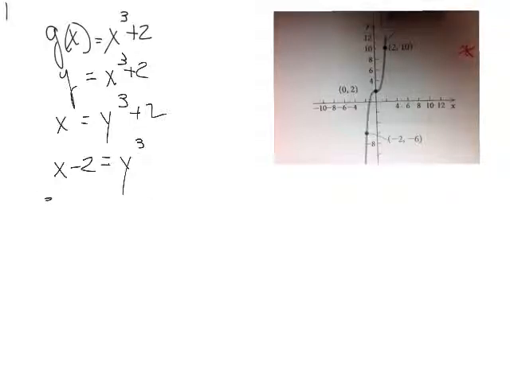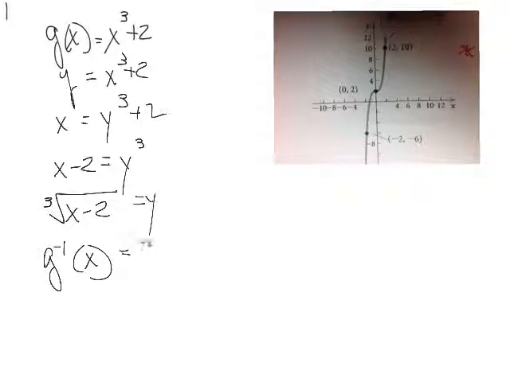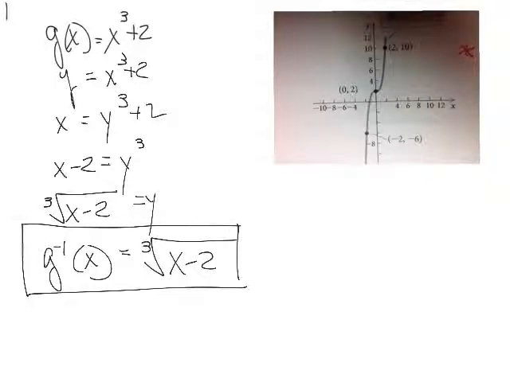Now we're going to take the cubed root. Okay? So that ends up being my inverse. Now I have to replace y with g inverse of x. So that's the cubed root of x minus 2. So this is the inverse of that.